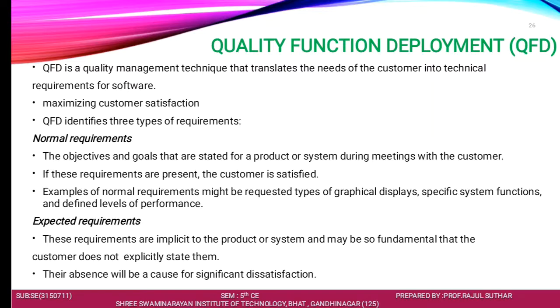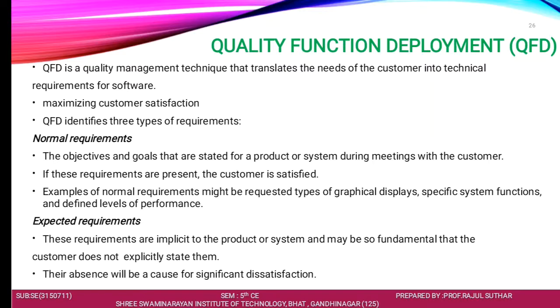Quality function deployment identifies three types of requirement. The first one is called the normal requirement. What do you mean by normal requirement? The objectives and goals that are stated for the product or the software during meetings with the customer. If these requirements are present, the customer is satisfied, so it is called the normal requirement.